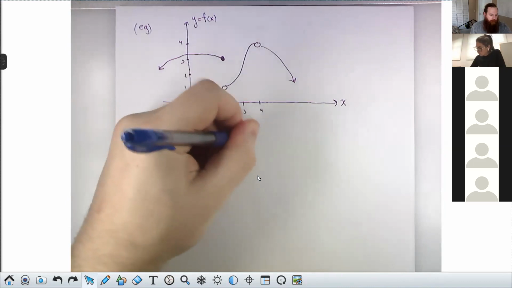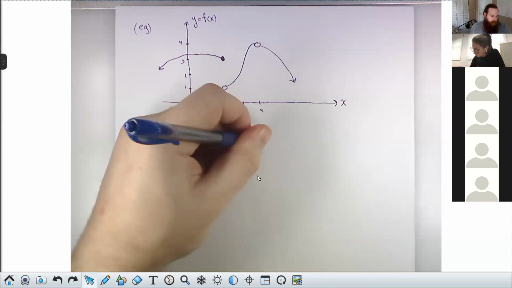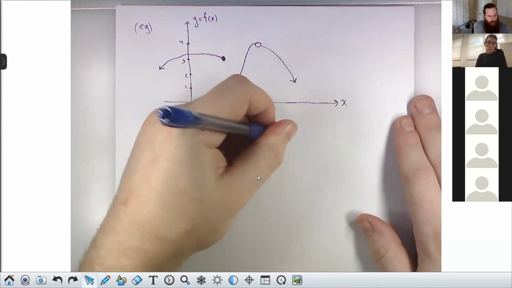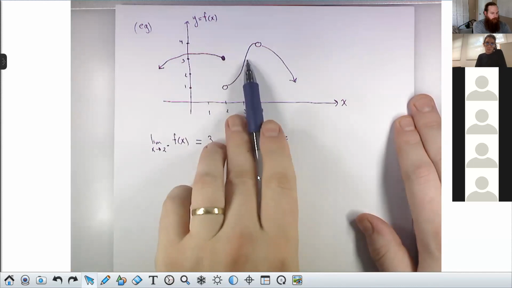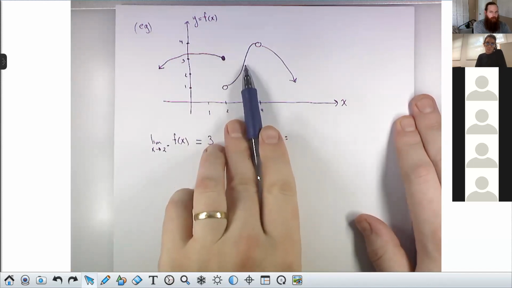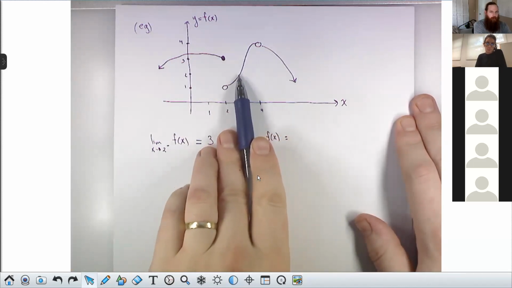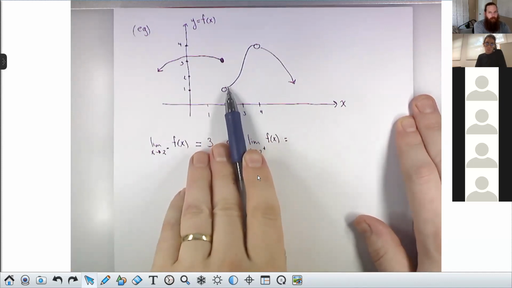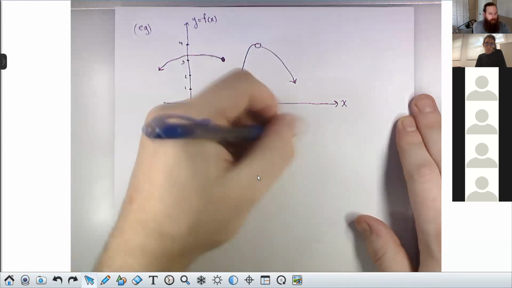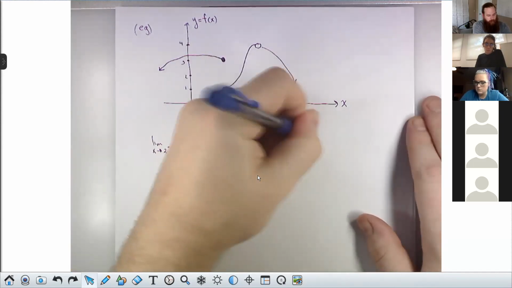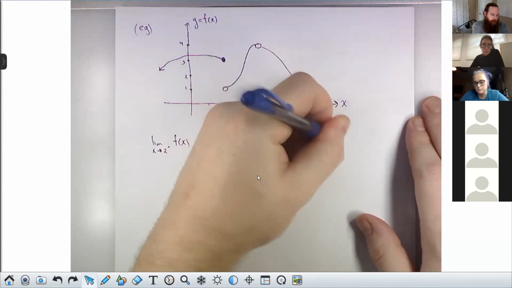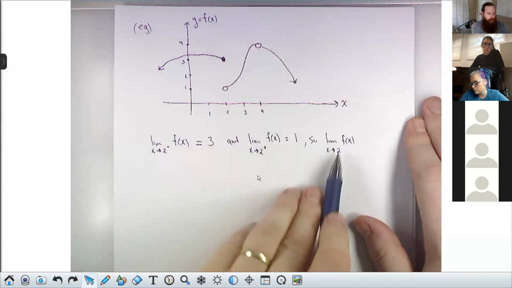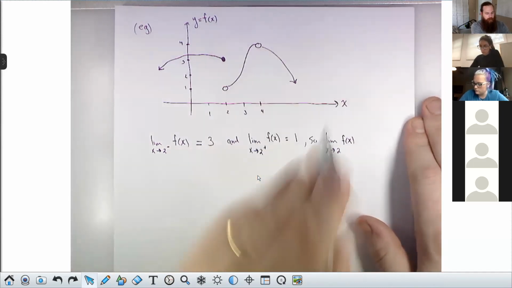And if I look at the limit as x approaches 2 from the right? Well, that would mean I'm coming in from this way, right? So I'm stuck to the graph and I'm coming down and I'm coming closer and closer to x equals 2. My y values are getting closer and closer to 1. So the overall limit here, the limit as x approaches 2 of f of x without any directional indicators, no little plus or little minus, this does not exist.